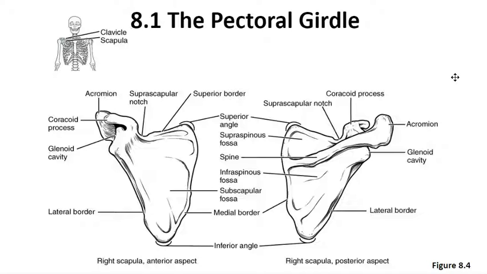Distinct anatomical landmarks of the scapula include superior, medial, and lateral borders, along with a prominent spine that divides the posterior surface into supraspinous and infraspinous fossae. The glenoid cavity found on the lateral aspect of the scapula forms the glenohumeral joint with the humerus. The acromion and coracoid process are attachment sites for various muscles and ligaments.